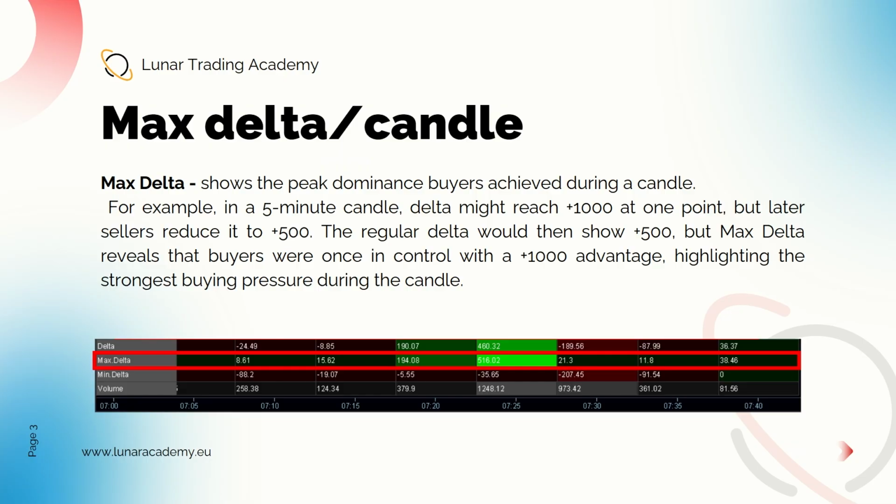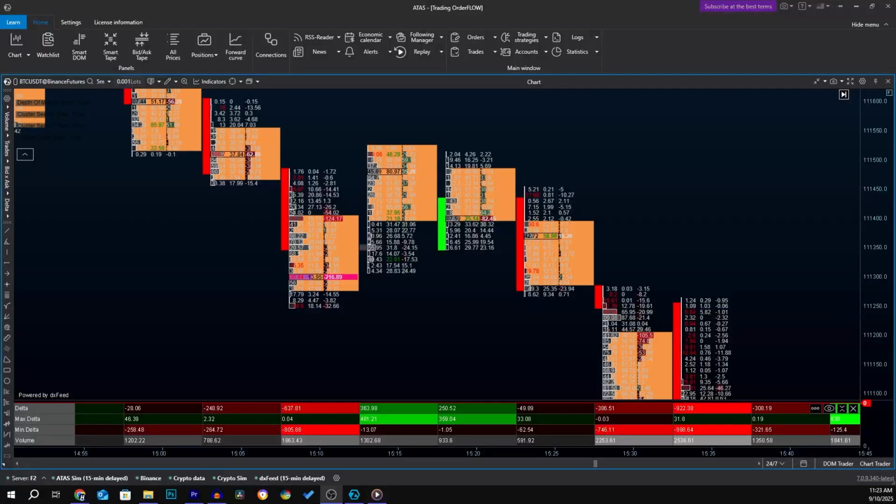For example, in a 5-minute candle, buyers might reach delta 1000 at one point, but later sellers reduce it to 500. The regular net delta would then show only 500, but maximum delta reveals that buyers were once in control with plus 1000 delta, highlighting the strongest buying pressure during that candle.